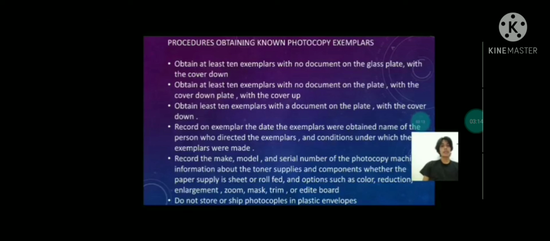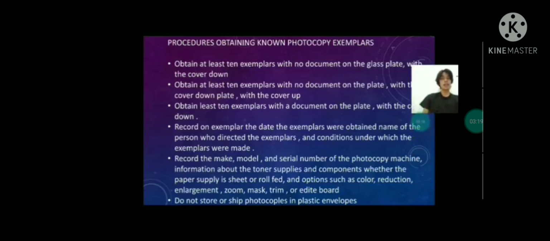Record the exemplar, the date the exemplars were obtained, the name of the person who directed the exemplars, and the conditions under which the exemplars were made. Record the make, model, and serial number of the photocopy machine, information about the toner supplies and components, whether the paper supply is sheet or roll, and options such as color, reduction, enlargement, zoom, mask, trim, or edit board. Do not store photocopies in plastic envelopes.